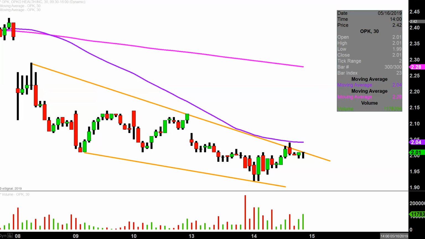But yeah, in summary, 30-minute time frame, falling wedge pattern. Let's see if the bulls can get the technical breakout or not.